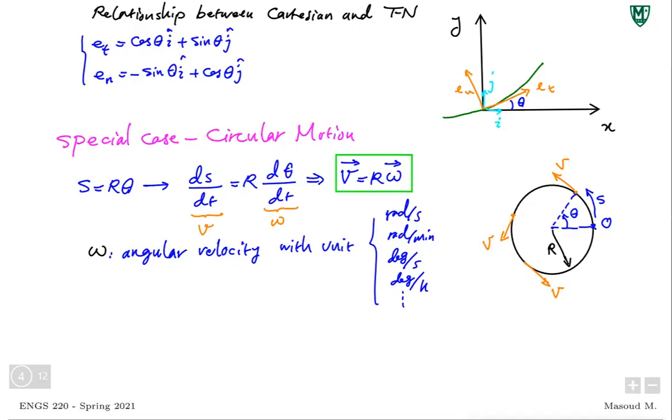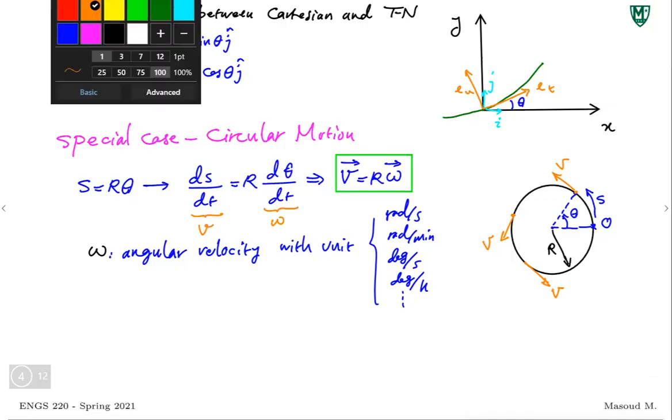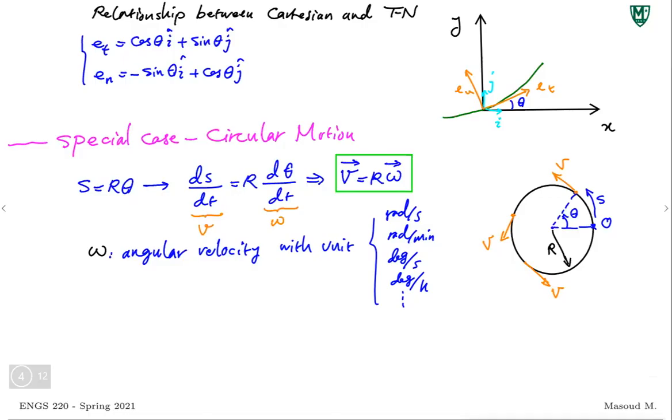Now, if we take another derivative, remember, we are in this special case right here on a circle. If I take another derivative to get to acceleration, a is equal to r d omega dt. Now, I'll define d omega dt as alpha. So this becomes r alpha. Now, this is the tangential component of acceleration.